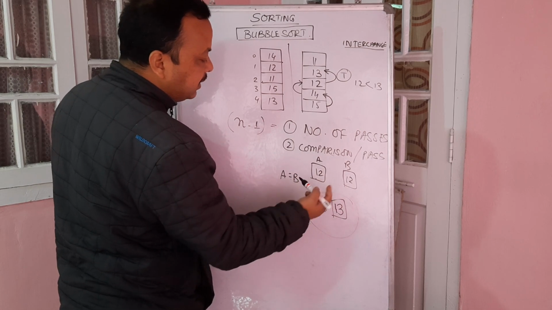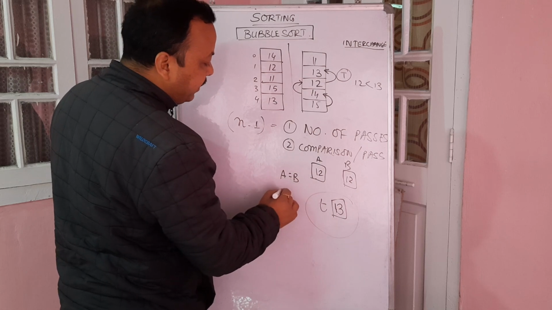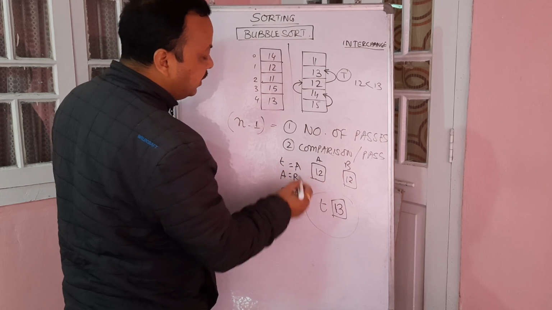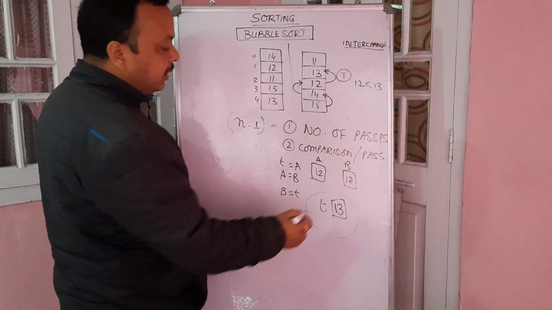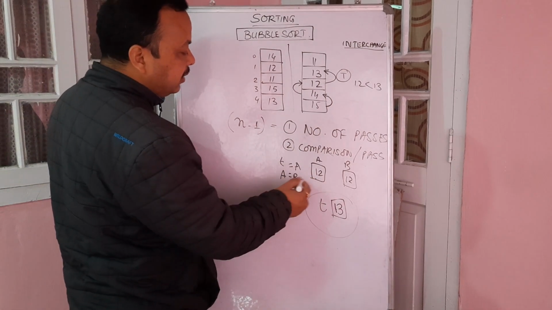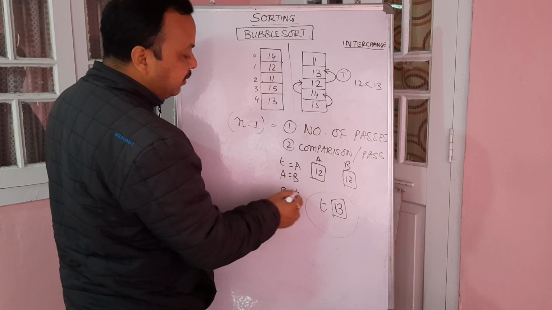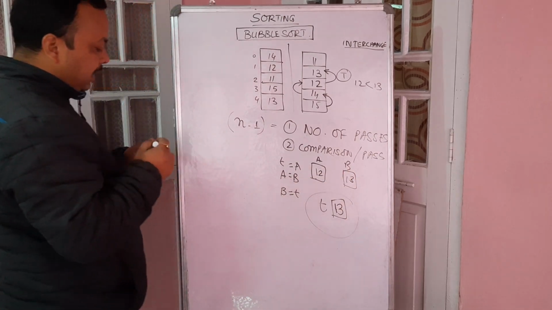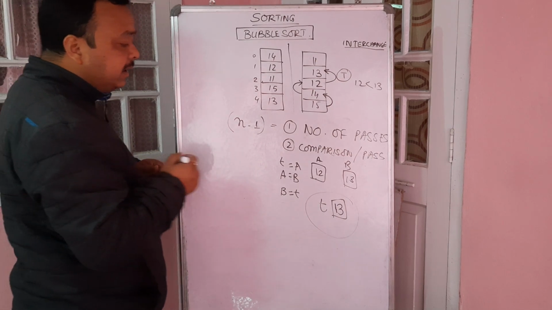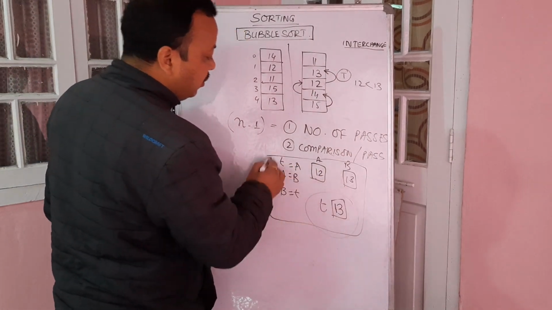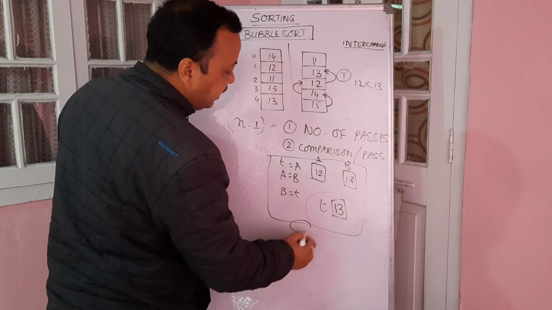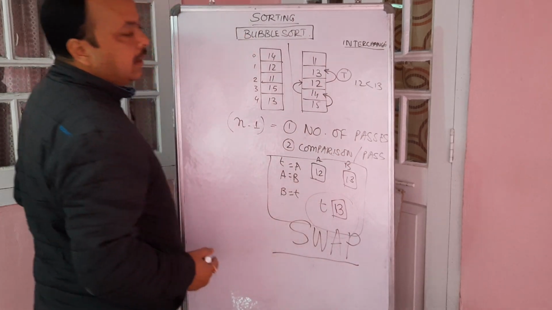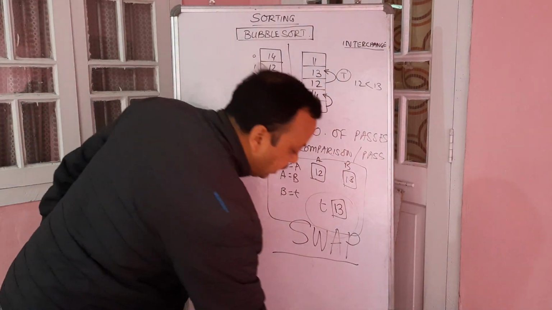So later on I can say B is equal to T. So the first expression was what? T is equal to A, so 13 came here. Then I said A equals B, so 12 came here. Then I said B equals T, so 13 went here. So this is how the exchange is done, and this operation is popularly called a swap. This is called a swap.